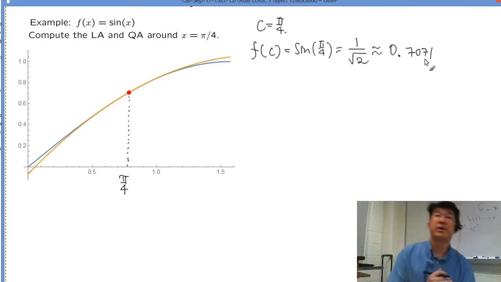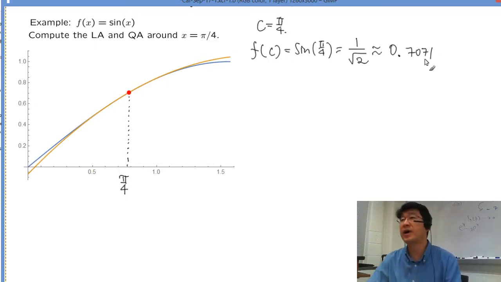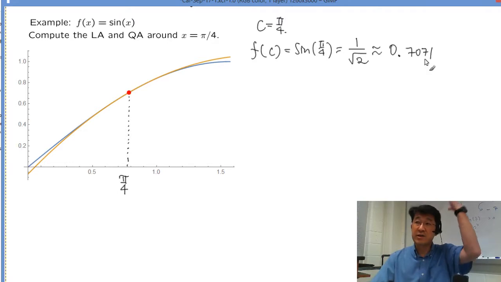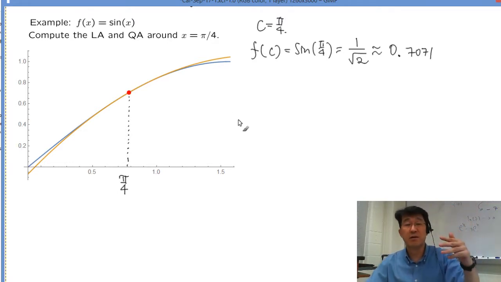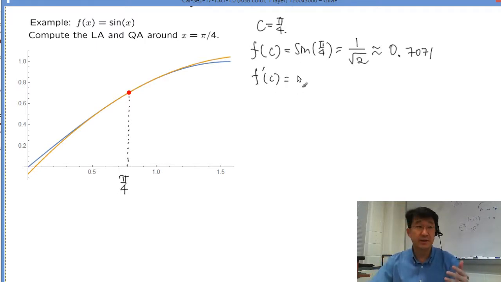Thank you. That sounds about right. Well, I got that one. So what is the next thing I have to do? Think about quadratic approximation in your head. What is the next thing you need? f prime of c, right? So who remembers f prime of c? Cosine of what? C, right?